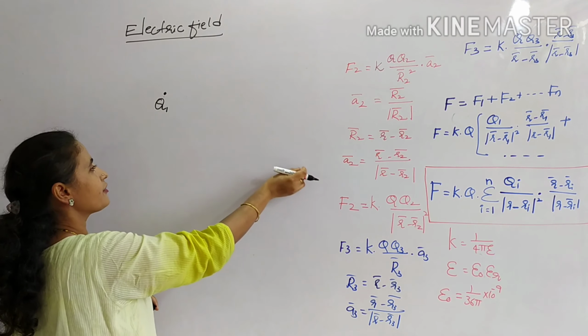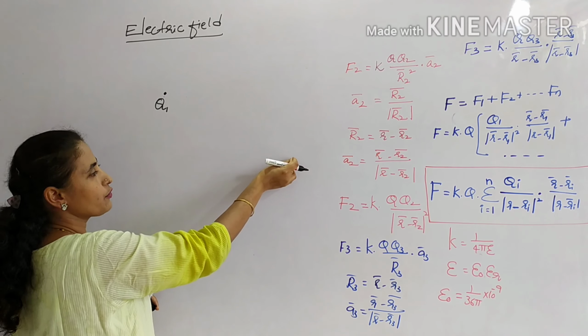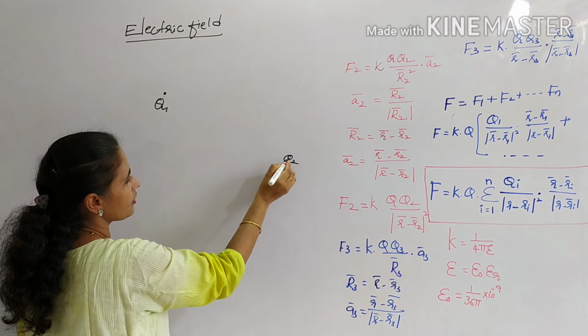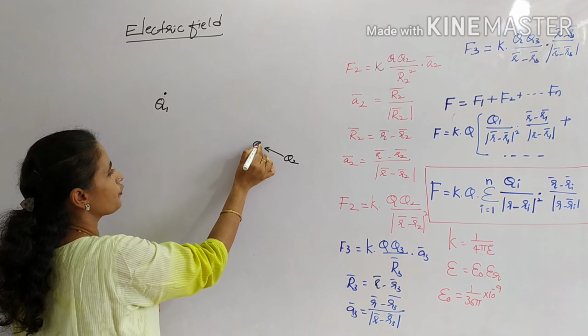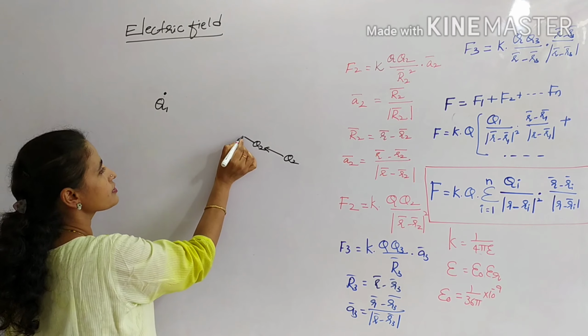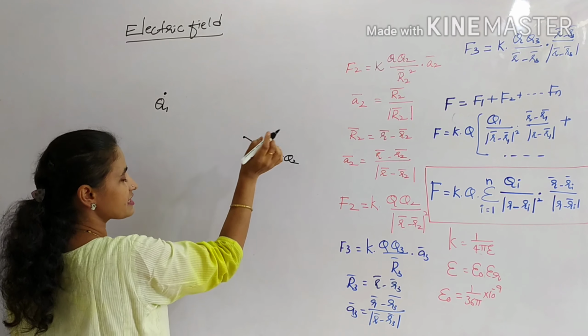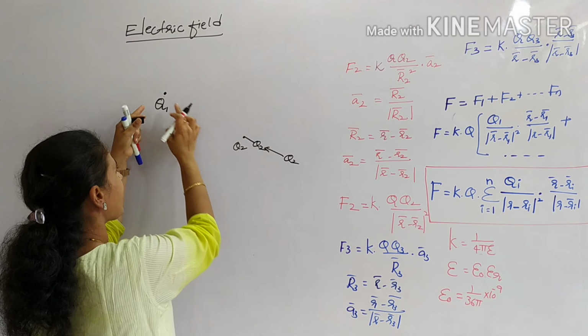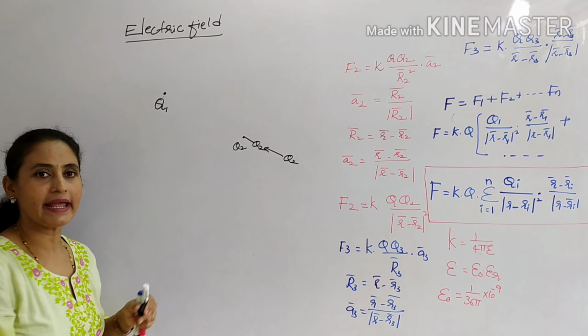So let me take one more charge, Q2. I took it to this place, so there is no influence on Q2. I moved a little closer, still no influence. I moved a little closer, and yes, I am here with the charge Q2. Now the charge Q2 starts experiencing a force by Q1.